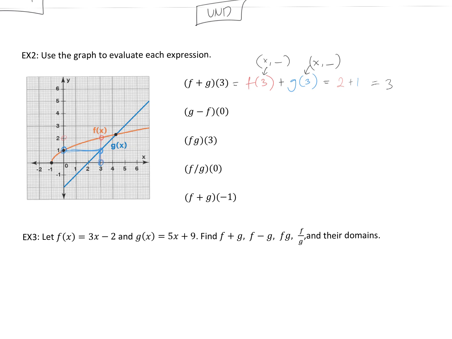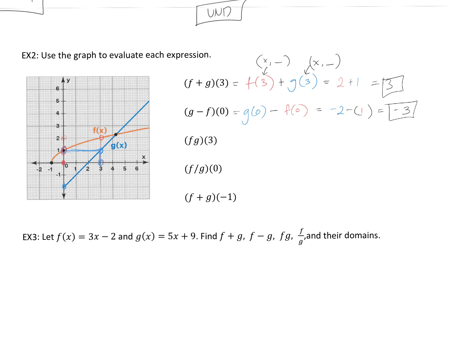So again, our input is our x value. We're going to look around the graph for the matching or corresponding y. So the next one, this time g is first, so that's going to be g of 0 minus f of 0. And what's that going to be? Well, let's see, g of 0. At 0, g is down here at -2. Minus, use our parentheses here to be careful. At 0, f is 1. So that's going to be -2 minus 1, which is -3.